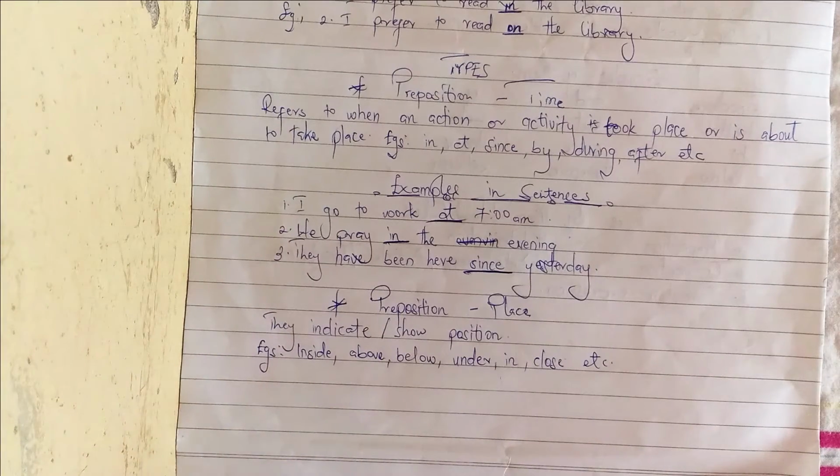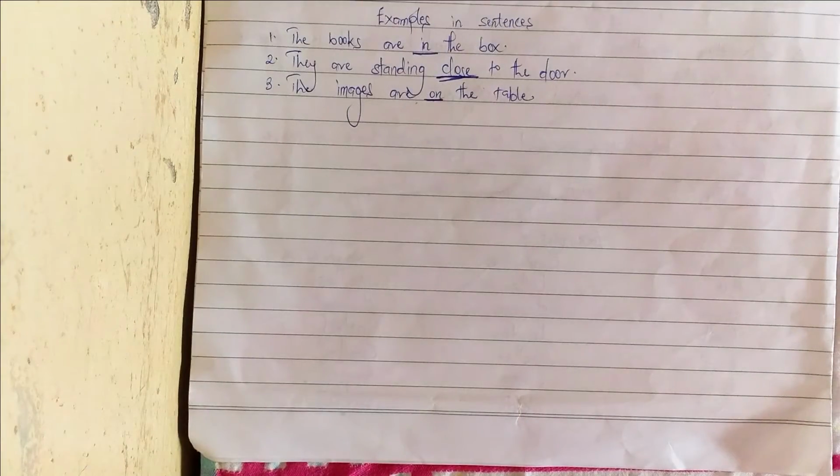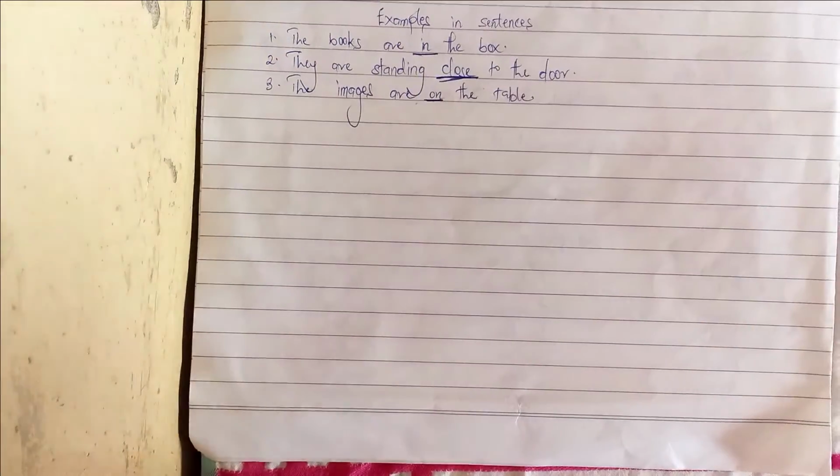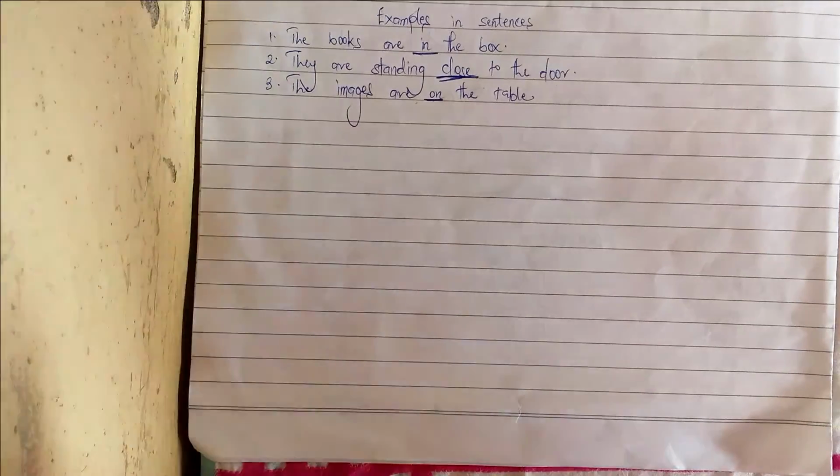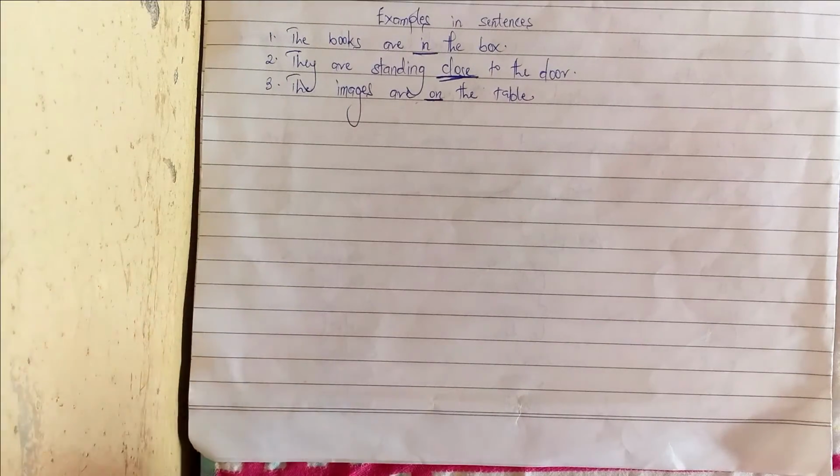Okay, so let's now look at examples in sentences and see how they are used. Example 1: The books are in the box, which means that the books we are talking about are inside the box, and so it is showing position. It is showing us where we can locate the books.